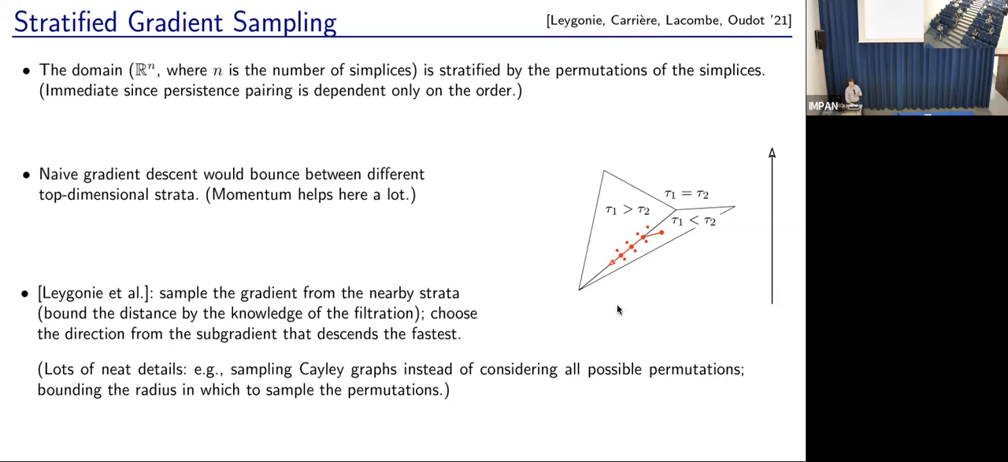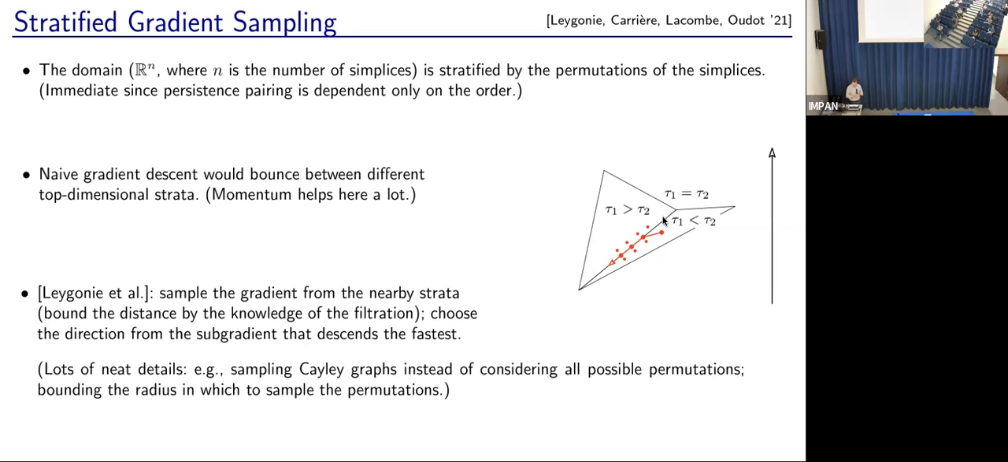Now it's a little bit tricky to do, because if your codimension is not one but k, now you have k plus one simplices to worry about. You need to consider k plus one factorial orders in order to sample the strata. So you have to do something clever. They do lots of clever things. So this is a great paper, and you should take a look at it. But that's the only thing that exists out there.